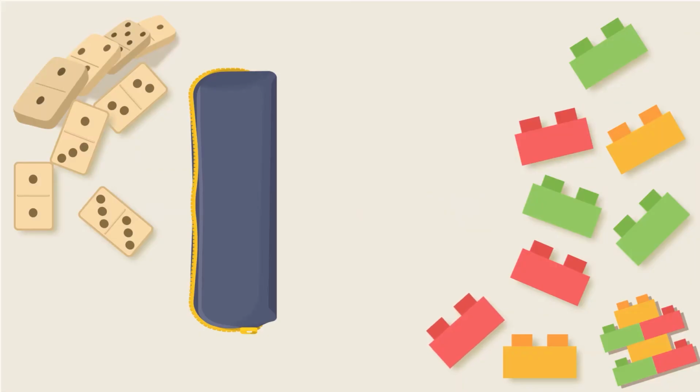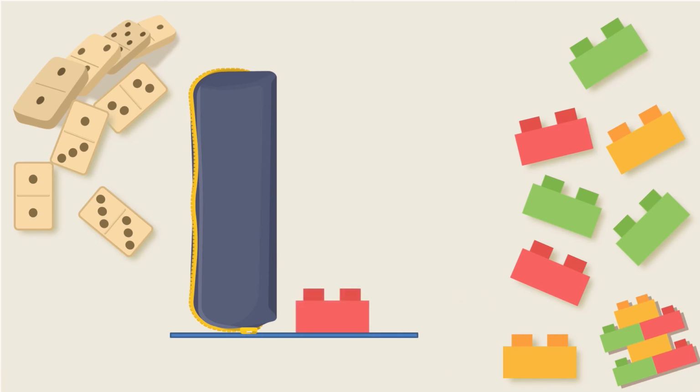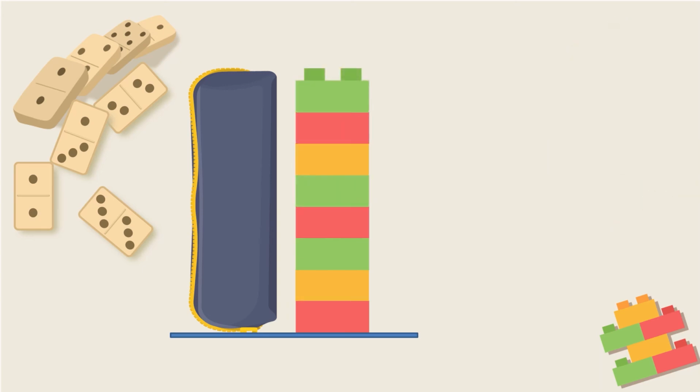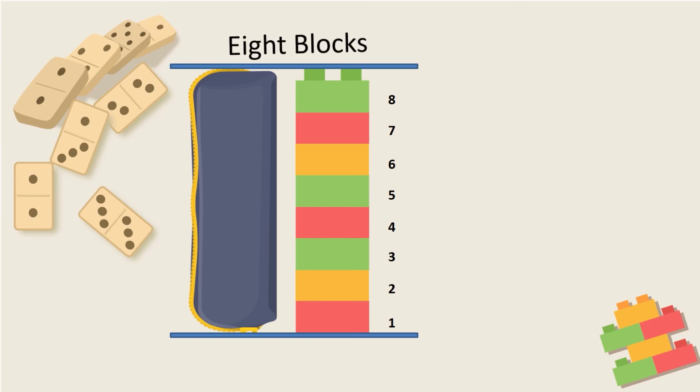He put the first block by the starting edge of the pencil case. He continued to order the blocks one by one after that until he reached the other end of the pencil case. After, he counted the blocks. 1, 2, 3, 4, 5, 6, 7, 8. Adam discovered that the length of the pencil case is 8 blocks.